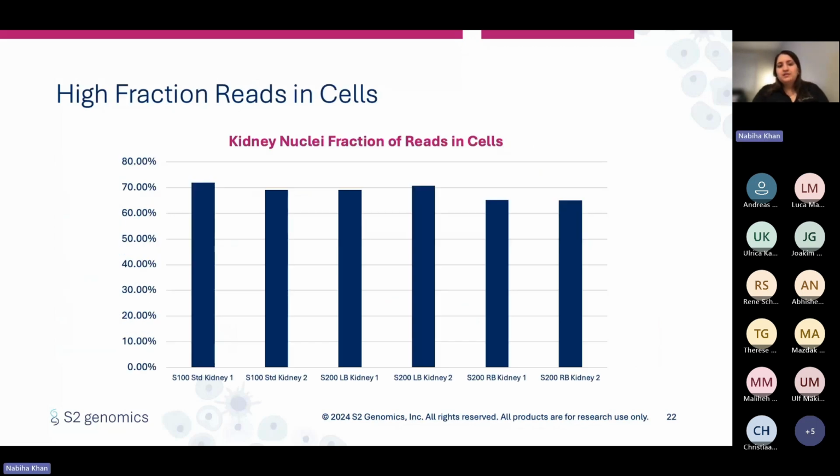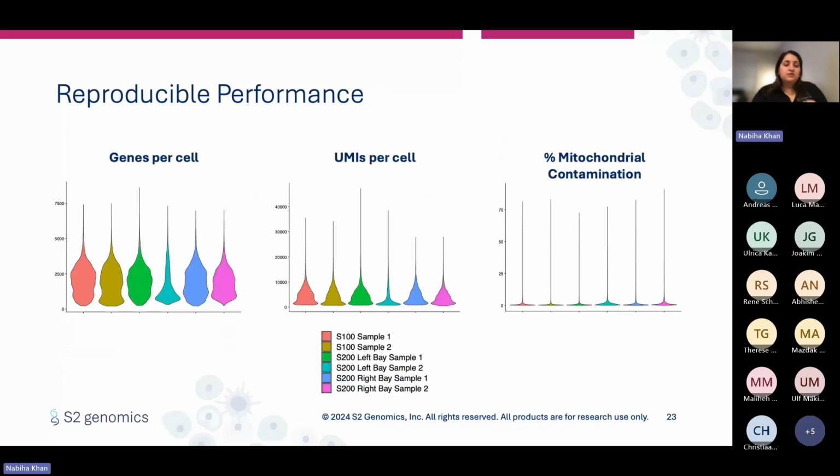What we saw was that each sample had high fractions of reads in cells, which is a result of low ambient mRNA contamination percentage across all 6 kidney fractions. Upon downsampling of the libraries to equivalent reads per cell, we see reproducible performance across the 6 kidney samples. The 6 kidney samples exhibit comparable gene expression profiles per cell, consistent UMIs, and demonstrate low levels of mitochondrial contamination.